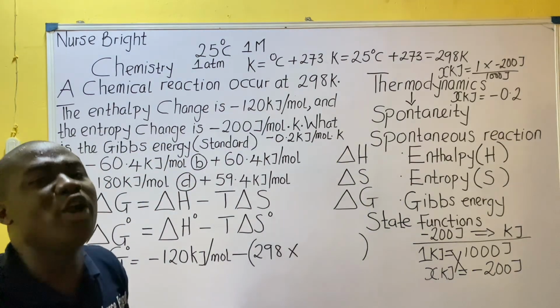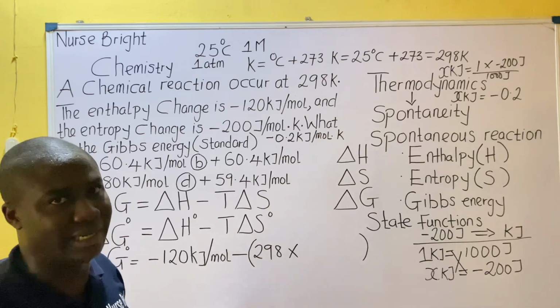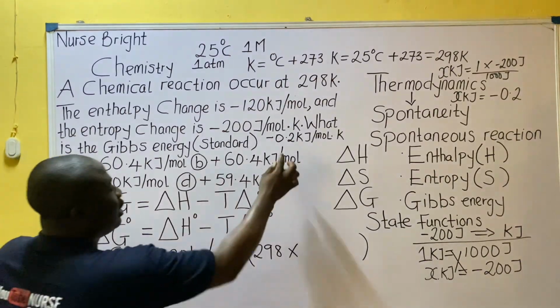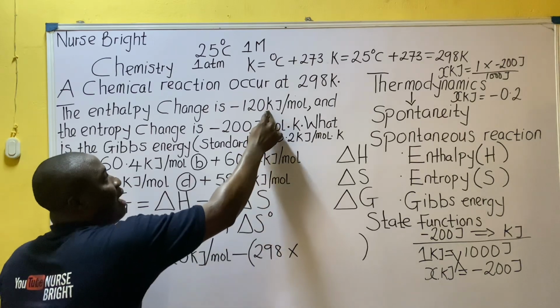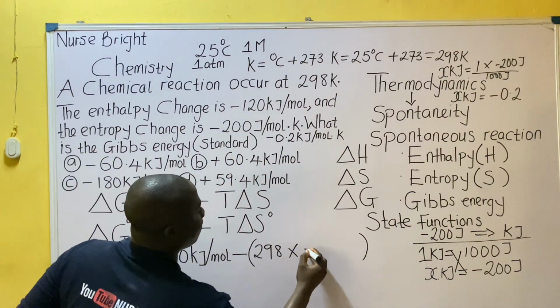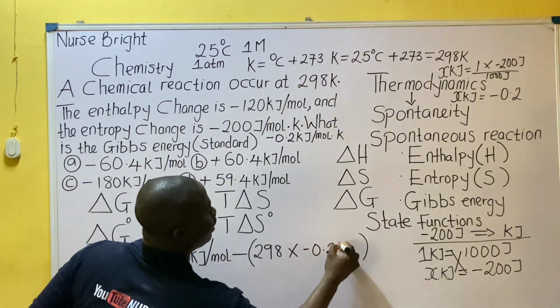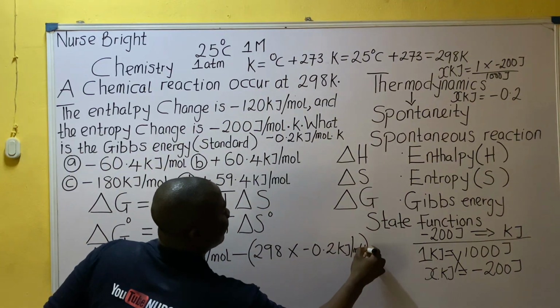Now, in summary, for you to convert something from joules to kilojoules, divide by 1000. Are you there? So what then happens? This delta S, this is the correct value you have to write, not this one, because you can see that they are not in the same unit, but you must ensure that they are in the same unit. So that becomes minus 0.2 kilojoules per mole per Kelvin, alright?